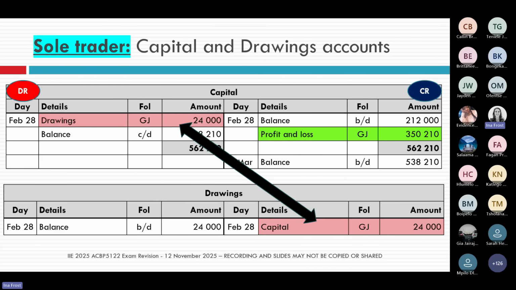So for a sole trader, we know that we have a capital account and we have a drawings account. Okay, so that's for our sole trader. And we have one capital account, one drawings account, and at the end of the year, we take the balance of the drawings account and we close it off against the capital account. So that's what we have done up until the end of Learning Unit 4 for the sole trader.